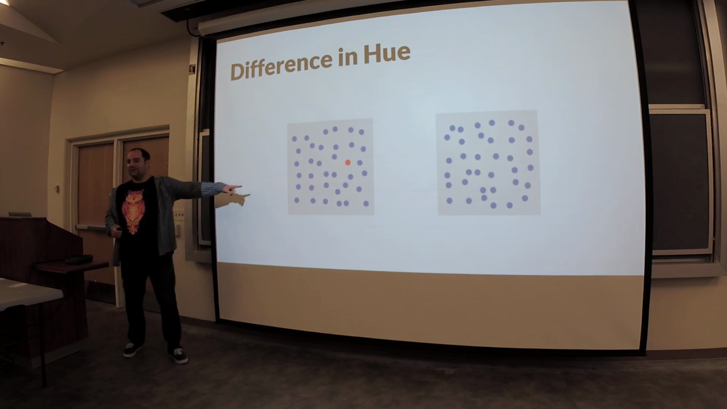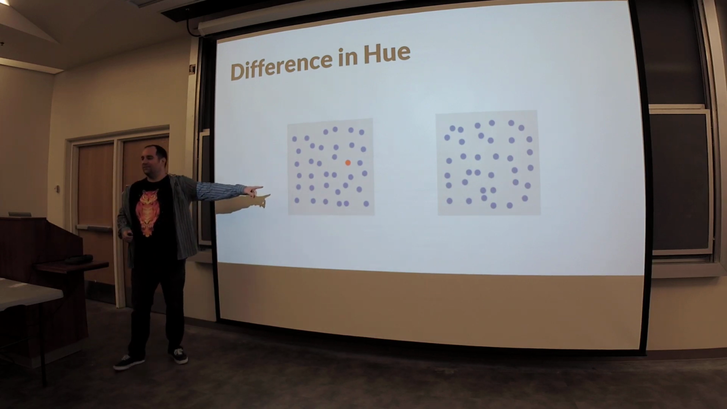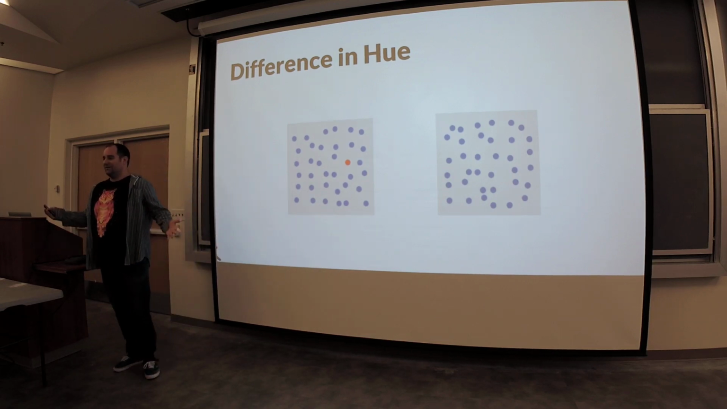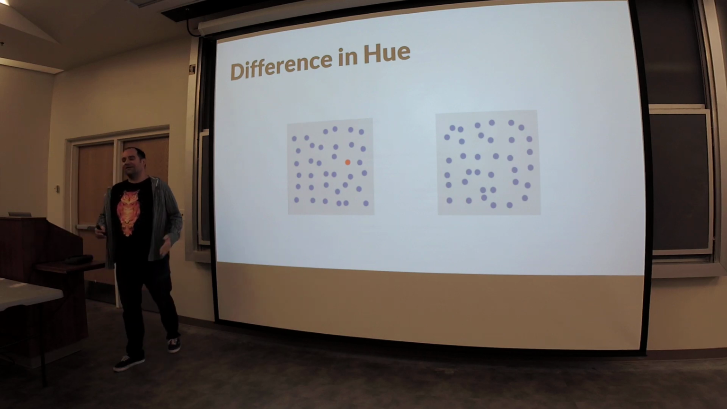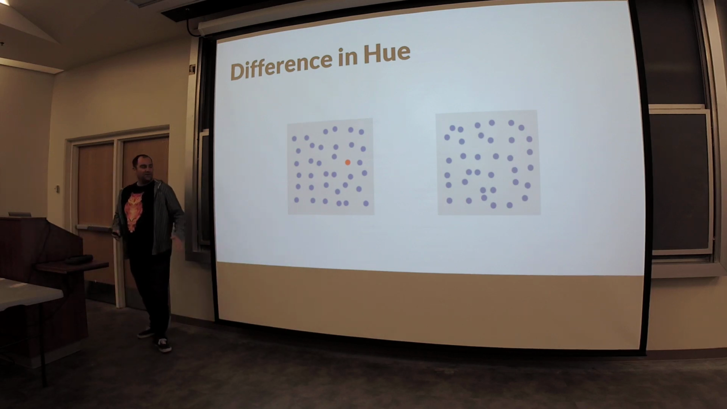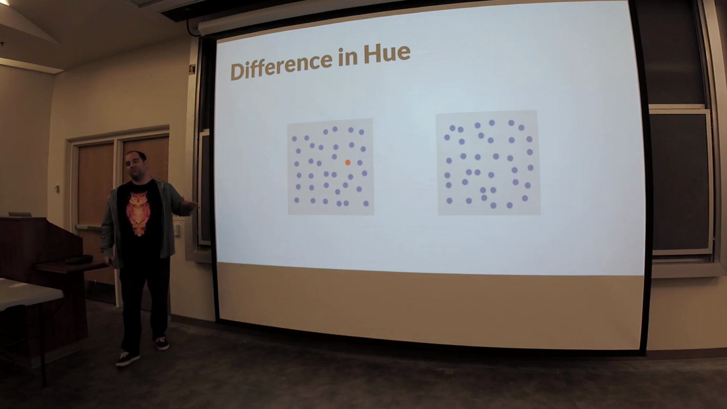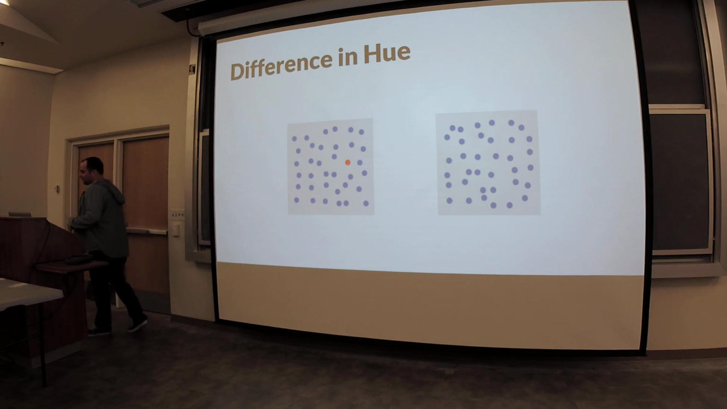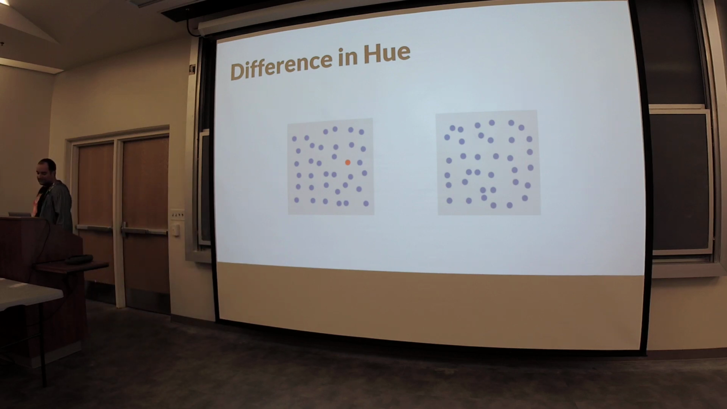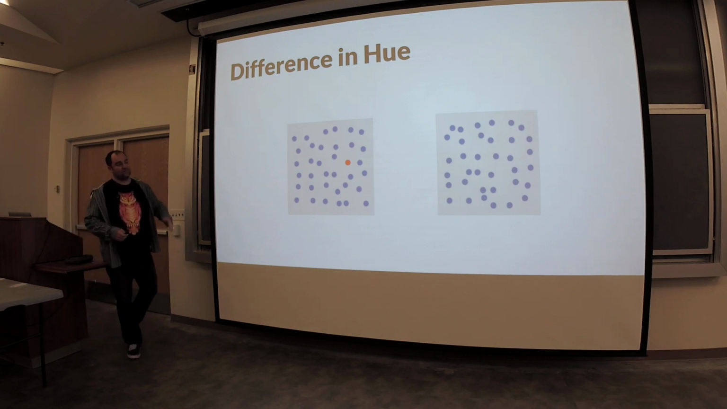Can you find one point that is odd here? Yes, there's a red point, right? That's very, very easy to see. It doesn't matter how many blue dots I have here, you will still see the red point immediately. This is what I mean by preattentively. We can clearly distinguish whether the stimulus is present or not.